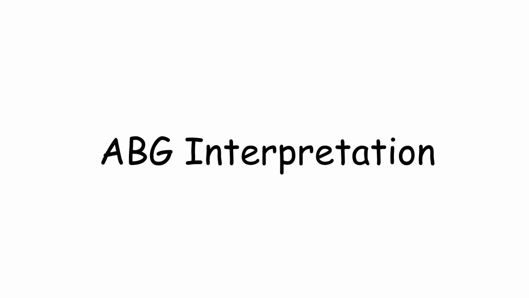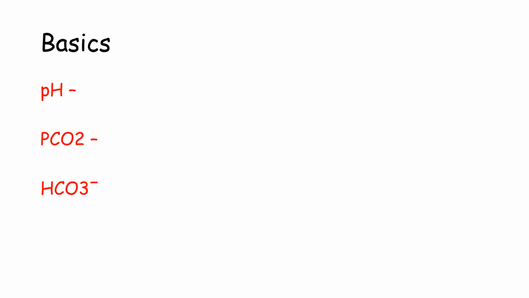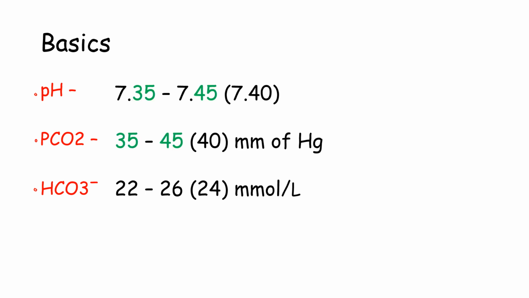Hello everyone, in this video we are going to learn how to interpret an ABG. Before starting, we need to know certain parameters that we will be needing to decode the ABG, and they are pH, PCO2 and bicarbonate. The normal blood pH is between 7.35 to 7.45. The normal PCO2 is between 35 to 45 mm of mercury, and the normal bicarbonate is between 22 to 26 millimole per liter.